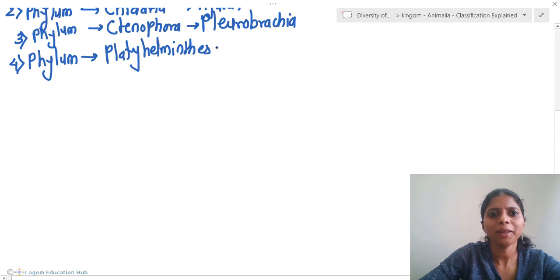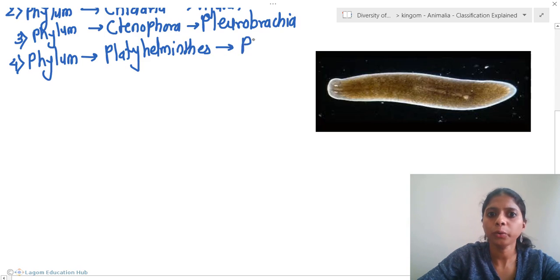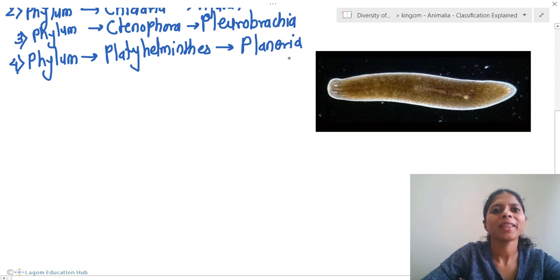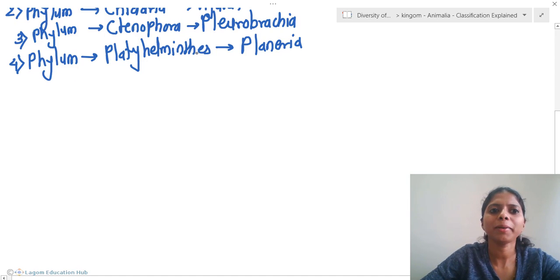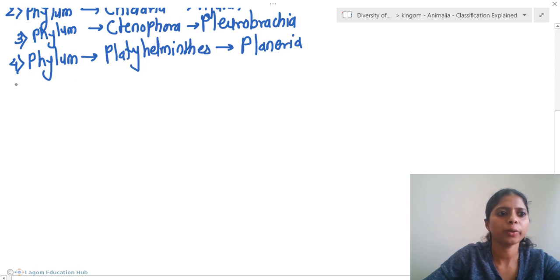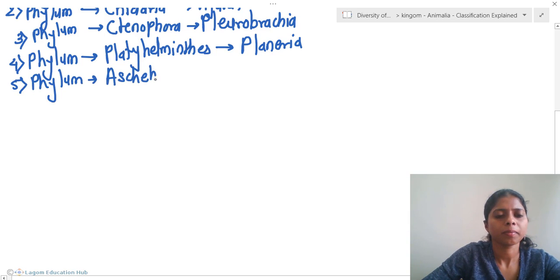Now Platyhelminthes, a known animal to you is Planaria. You have studied regeneration in Planaria. Planaria is included in phylum Platyhelminthes, which is the fourth phylum and a little bit more advanced than the Ctenophora. Then the fifth phylum is phylum Aschelminthes. Now Aschelminthes is a little bit more advanced than the Platyhelminthes.